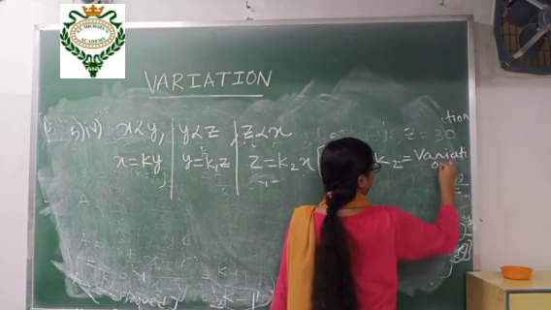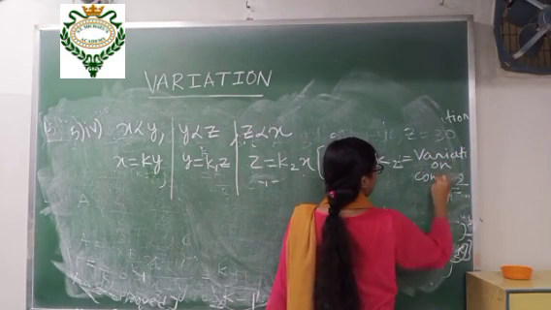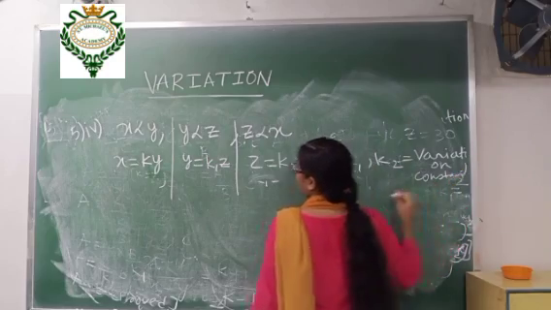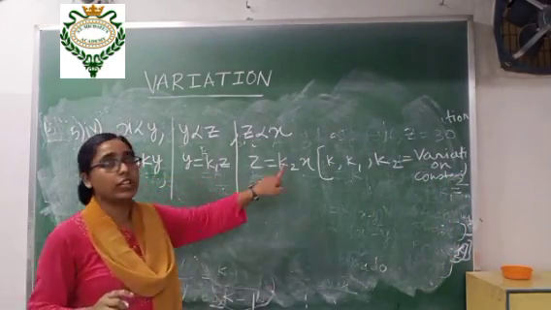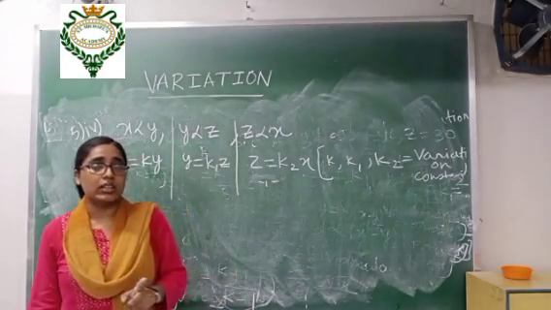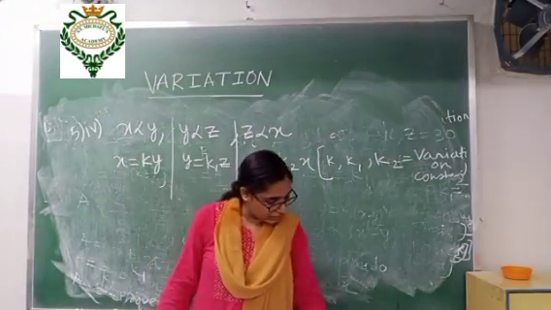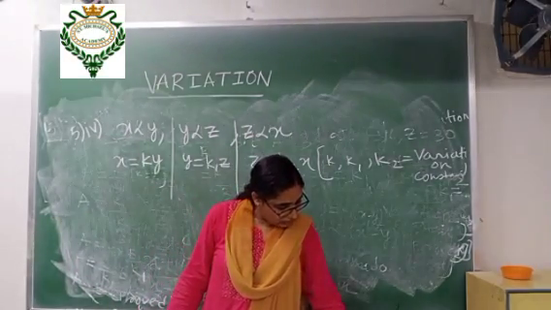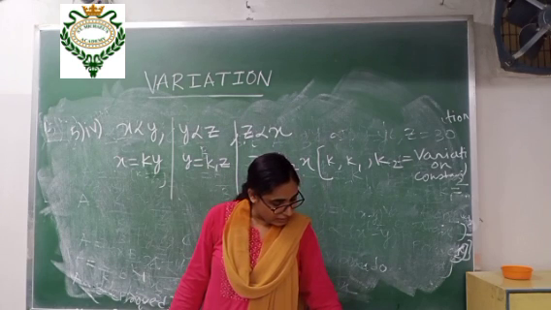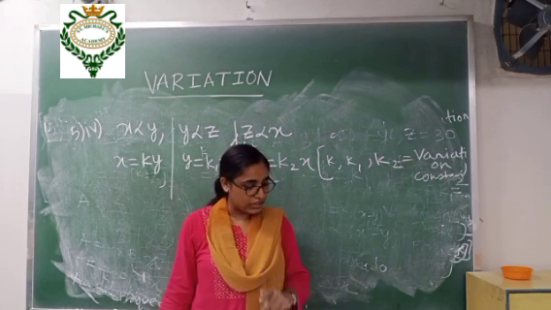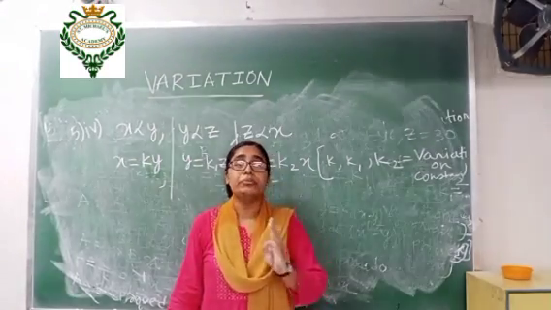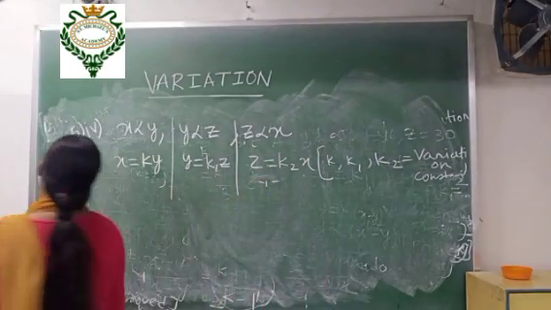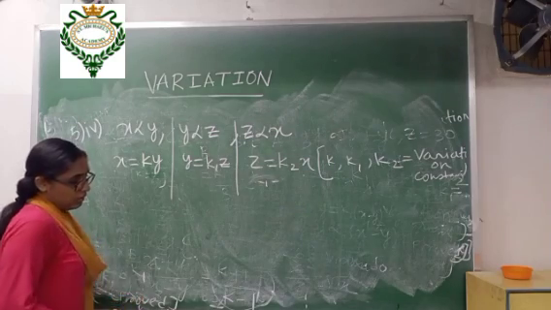You will write this. Now can you see? They are asking the relationship between k, k1 and k2. What relation are they asking? See, read the question again. If x varies directly with y, y varies directly with z, and z varies directly with x, let us find the relation among the three constants of variation. Means variation constants.